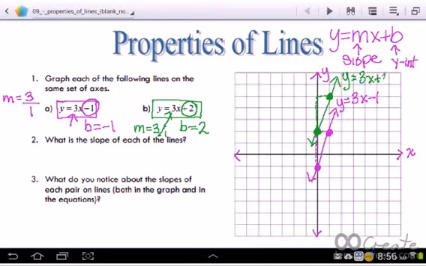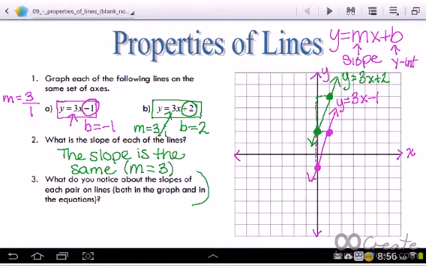And you can see from these two lines that they share the same slope. So the slope is the same. We already said that m was equal to 3. What do you notice about the slopes, both in the graph and in the equation? Well, the slopes, as we said here, the slopes are both the same. M equals 3, and if you look at the graph, they both look like that they're exactly the same amount of steepness as the other one. So their slopes are the same.